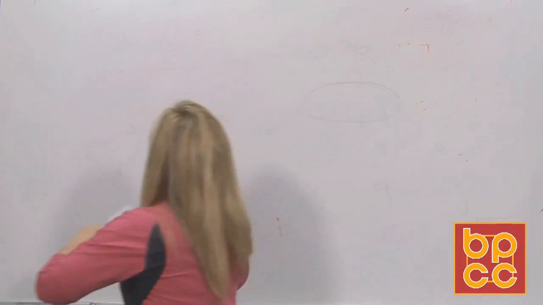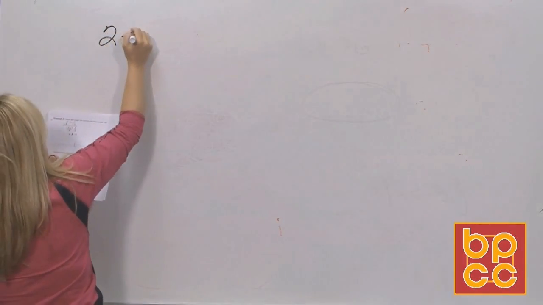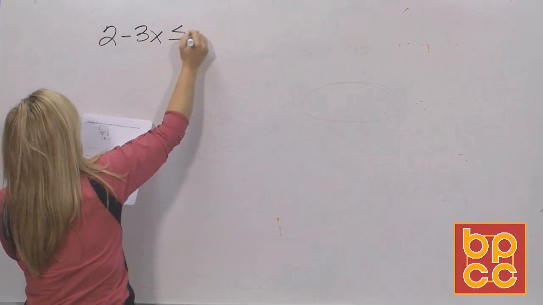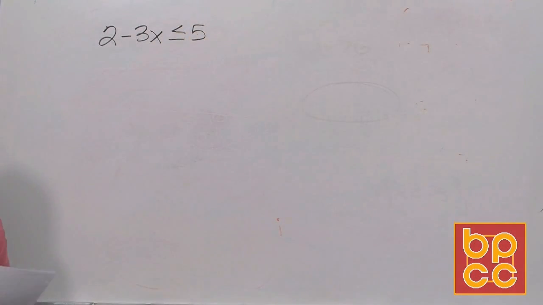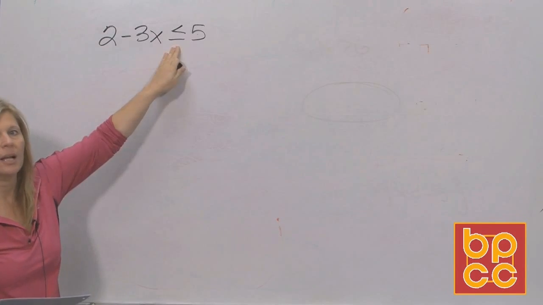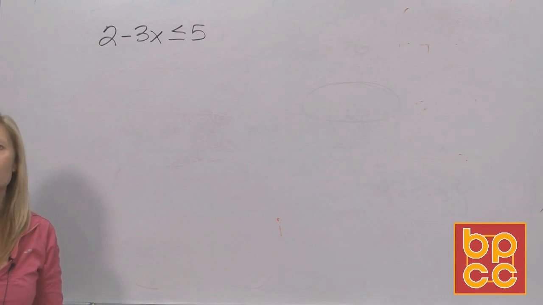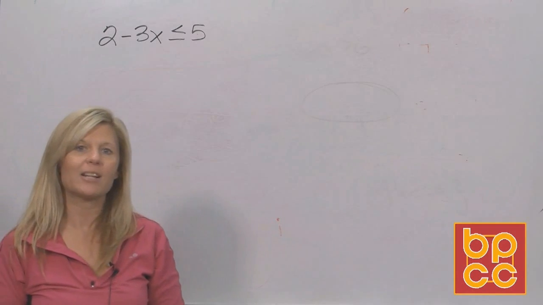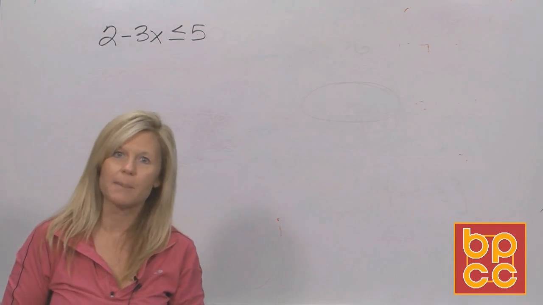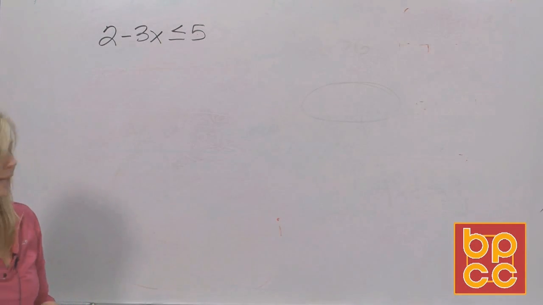Okay, so now I have the inequality 2 minus 3x is less than or equal to 5. First of all, it's an inequality because it has an inequality symbol. That automatically tells you we're going to have lots of answers. We're going to need to draw a number line, and that means our answer can be written in 2 different ways, set builder or interval.